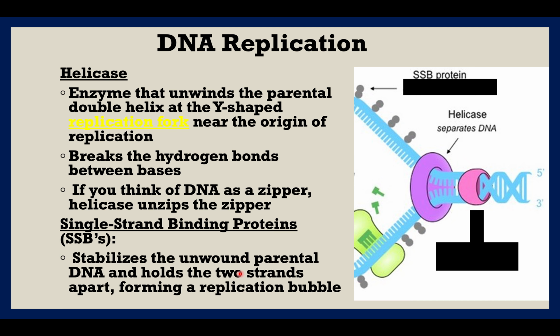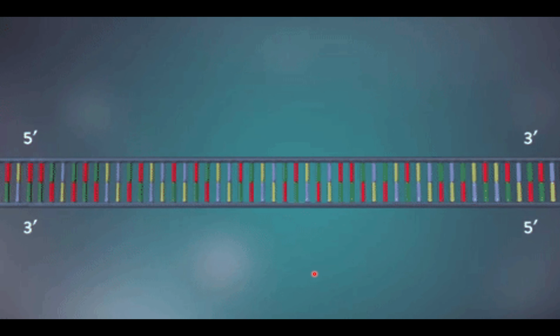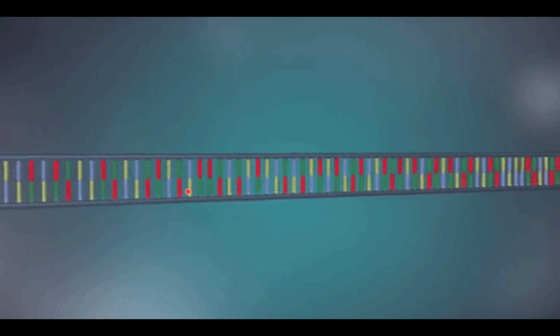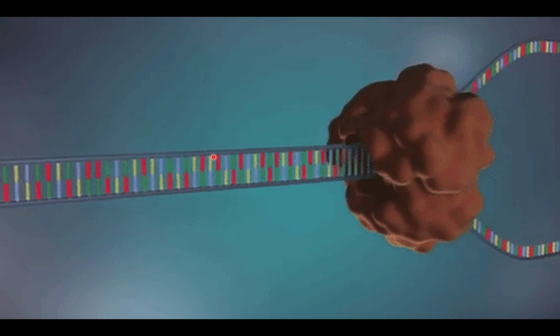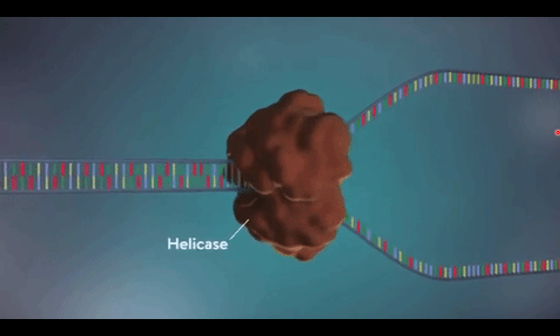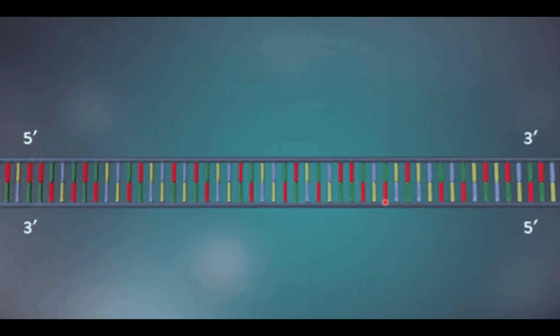So they stabilize the unwound parental DNA and hold the two strands apart, forming a replication bubble. A replication bubble is basically the whole space that is being formed by the helicase and by all the other enzymes that are working at the same time to make new DNA. This is basically what we're looking at. This is the parental strand, as you can see here. Actually, the parental DNA. We have the two strands. Replication fork being formed by helicase, and replication bubble is everything that's being left behind.